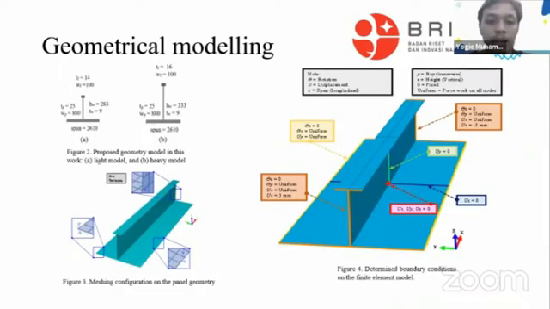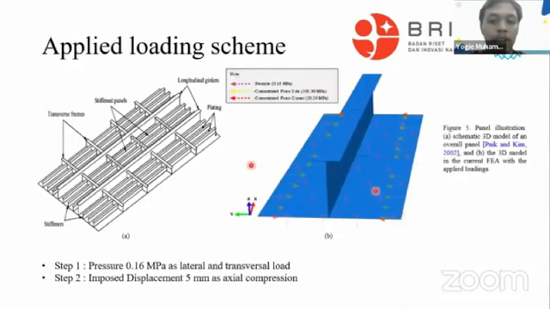And then geometrical modeling. The difference between the two models is in thickness and flange, thickness, flange, and height of web, as you can see in figure number 2. Element discretization in this work is set to 25 millimeter in size on the overall geometry, like figure 3. And then the boundary condition in this modeling can be seen in figure 4. Applied loading scheme, as you can see, figure 5 is a panel illustration.